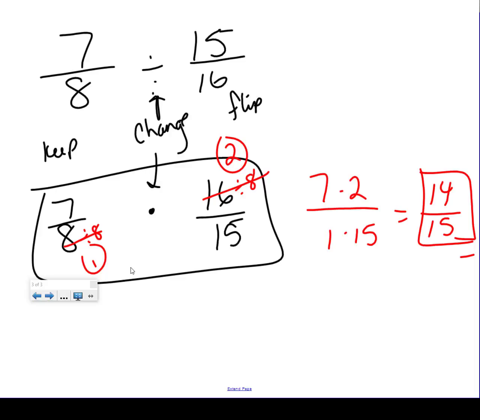So we're keep, change, flip to get it set up into a multiplication problem. And then you're going to simplify either in the problem or at the end, but you're going to multiply across the top and across the bottom to find your answer.